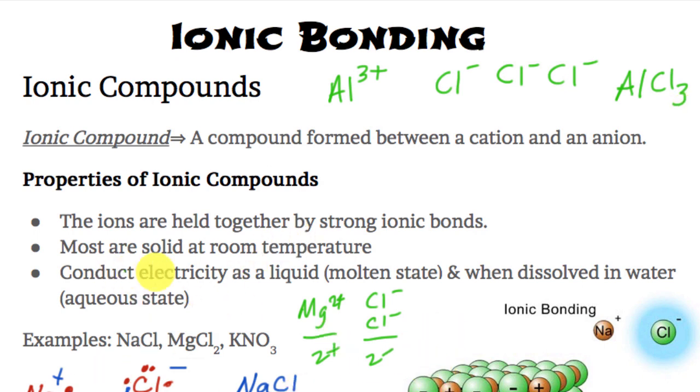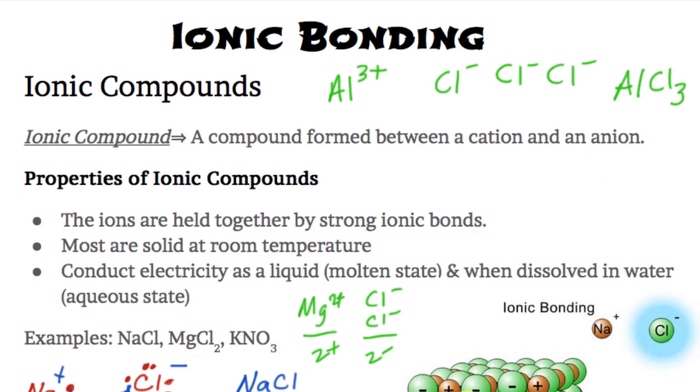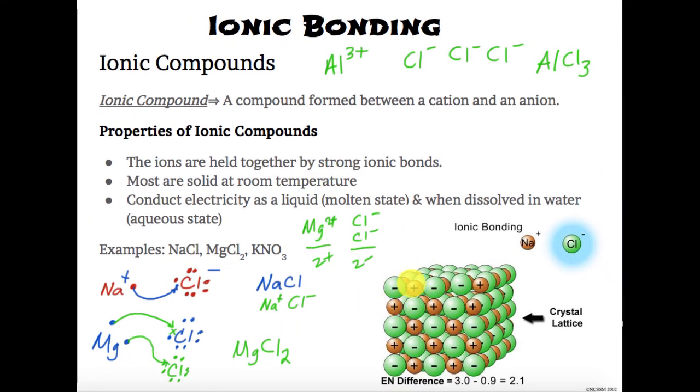Now as a result of this, what happens with our ionic compounds, which are always formed between a cation and an anion, is we're going to create a really strong bonding force between these. Because of the fact that we have a positive negative attraction force, we're going to get really strong attraction forces in here. And as a result of that, we end up with a solid at room temperature.